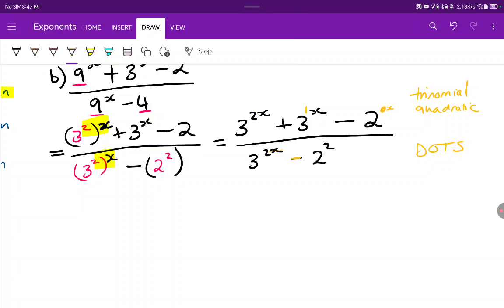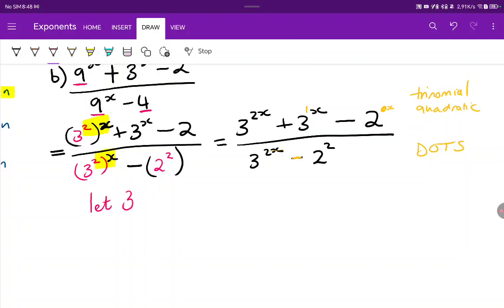And identifying the situation that you have is the thing that makes it important for you to be able to see what you're dealing with, and determine based on what you see, decide what you're going to do. So what we can do is we can change something. We can use the K method and make a statement and say let 3 to the power of x equal K. This is the K method.